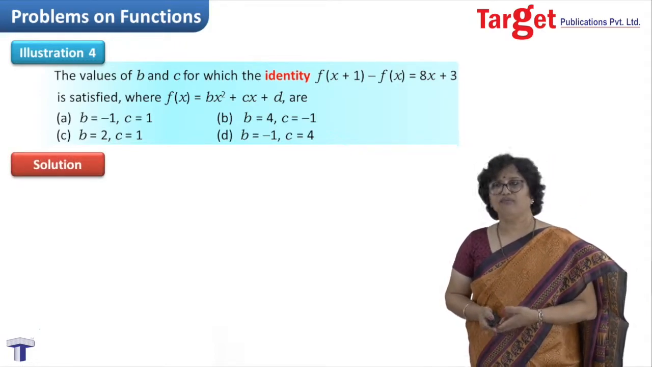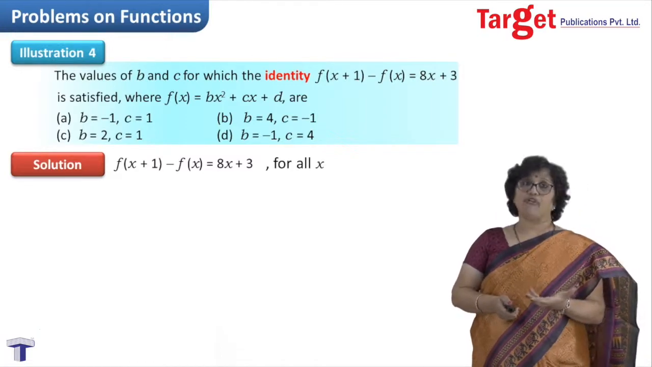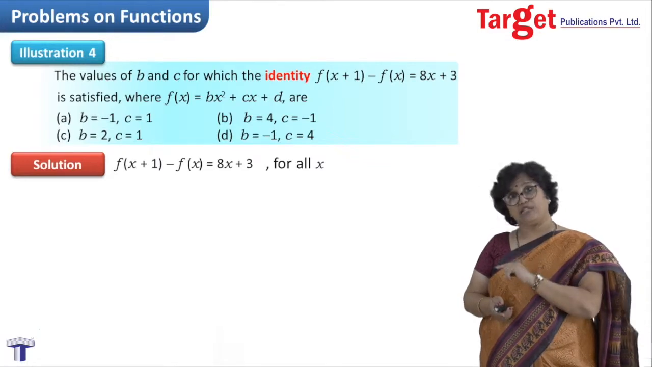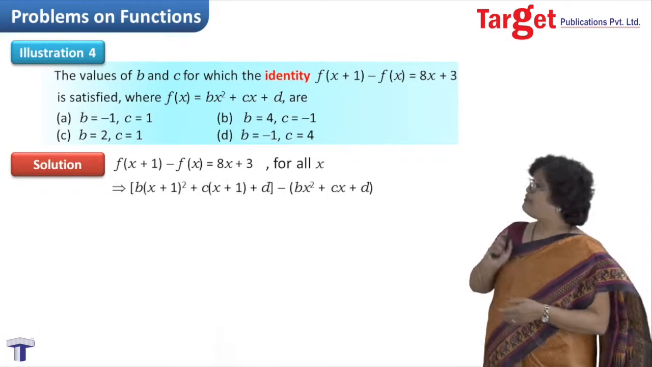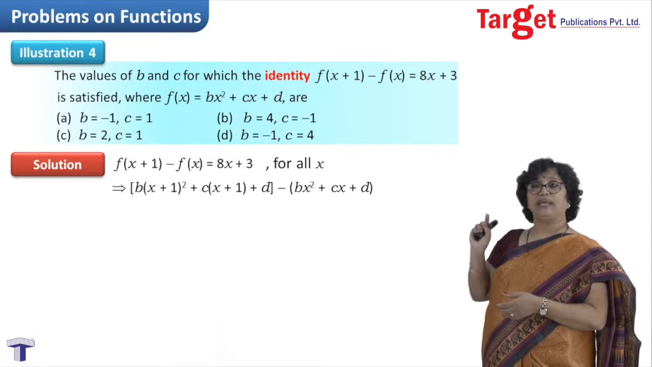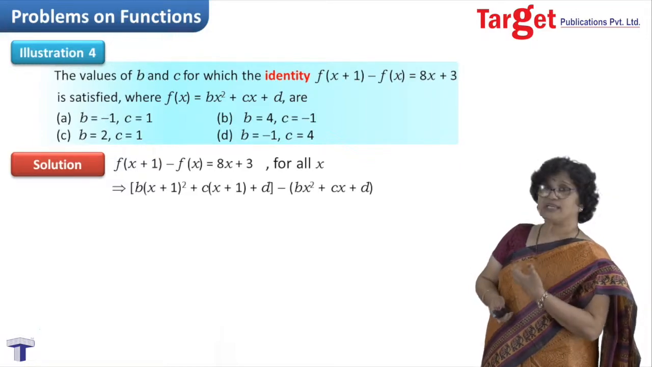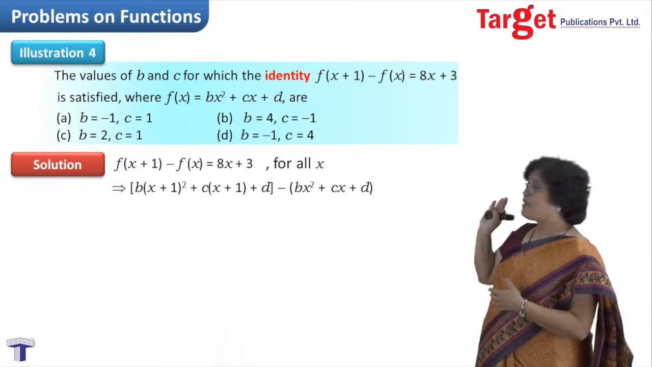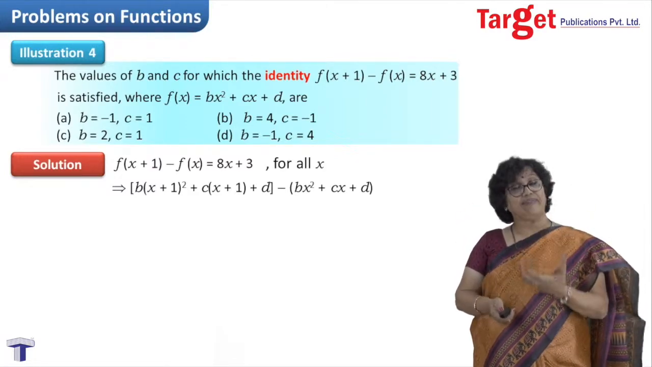What will we be doing? We will be substituting first in place of f of x plus 1 the quantity bx square plus cx plus d in place of f(x) and replace x by x plus 1. And I will get b into x plus 1 whole square plus c into x plus 1 plus d minus bx square plus cx plus d. Now, how many of you can do that mentally? That bx square will get cancelled. I can see that. cx will get cancelled. Even d will get cancelled.